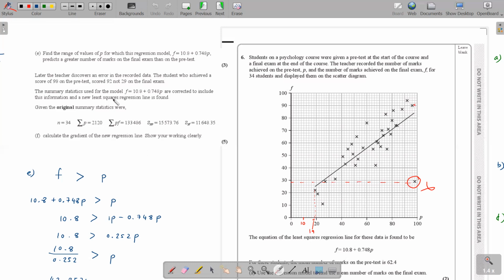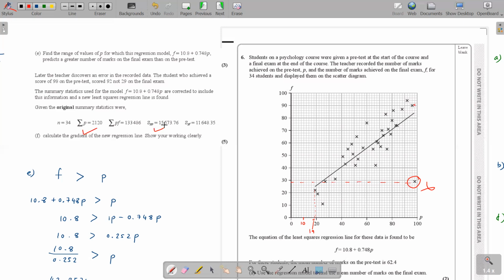Now first thing you need to realize is what values are changing and what values are not changing. That's the first thing you need to understand. Listen. You need to realize the pre-test marks, are they changing in any way? The p-values are not changing, which means do I need to change sigma p? No, sigma p is fine. Do I need to change SPP? Now, you know, SPP is made from sigma p squared minus sigma p whole thing squared over n. Nothing is changing in the pre-test. Pre-test marks are completely fine. So what are the things that we need to find new?